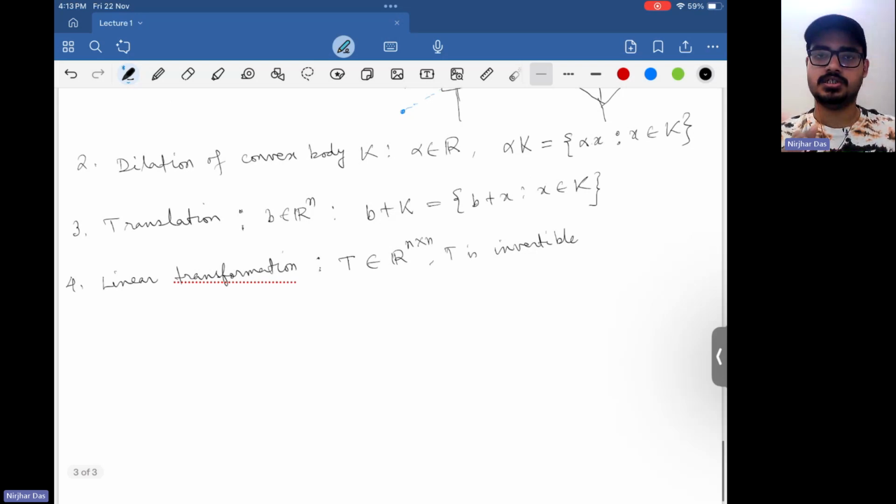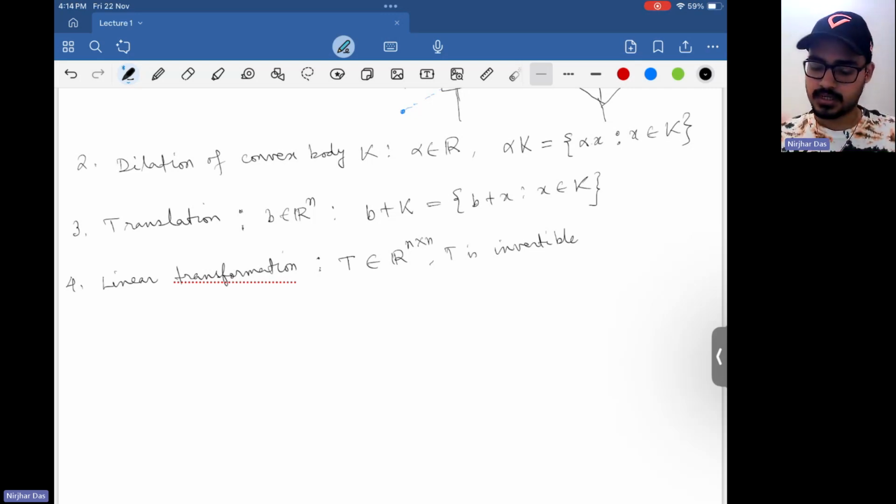So it can change the geometry of the object. Note that if T is invertible, then there is a bijection between the points, right? So the point x and the point T times x. T is a matrix, x is a vector, so T times x is also a vector of size n. So x to T times x is a map that is invertible, right?